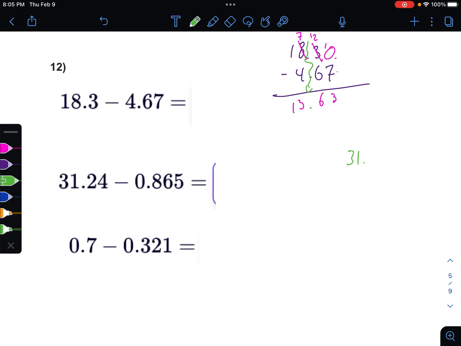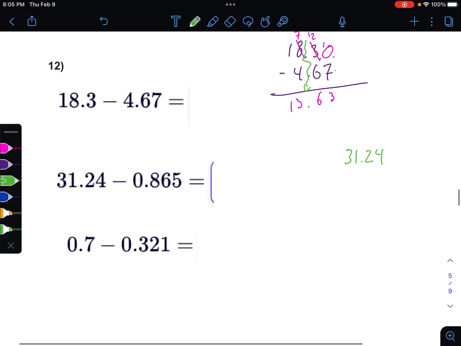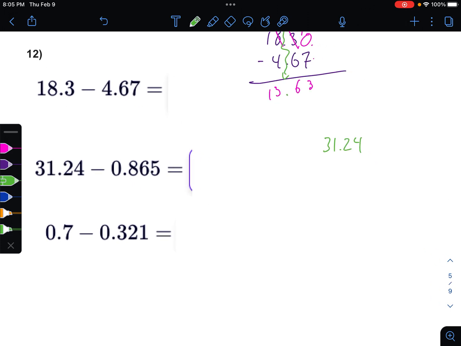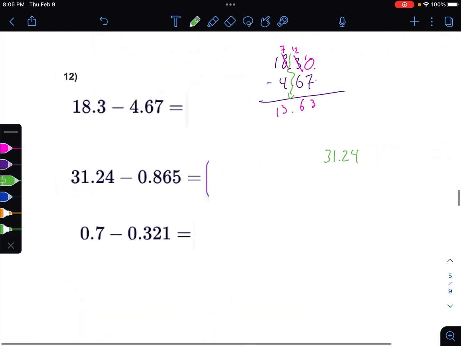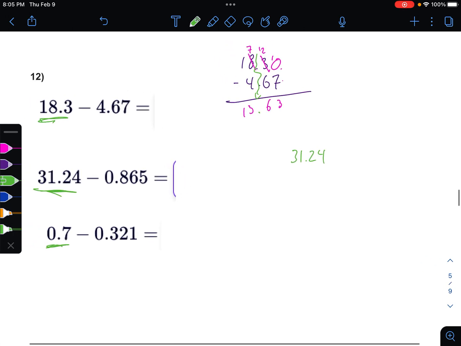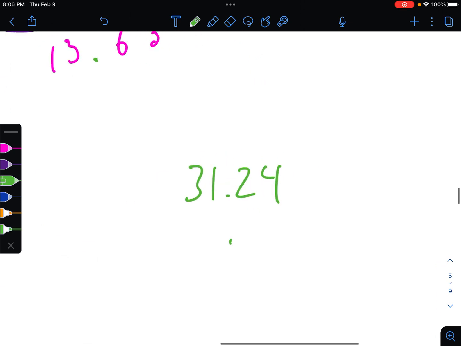Subtraction. My first number is what I have, so it's got to go on top. I'm not going to always put the bigger number on top. That happens to be what's going on here, but someday it's not going to be the case. Anytime you're subtracting, the first number is what you have, and that has to go on top. And now line up those decimals.